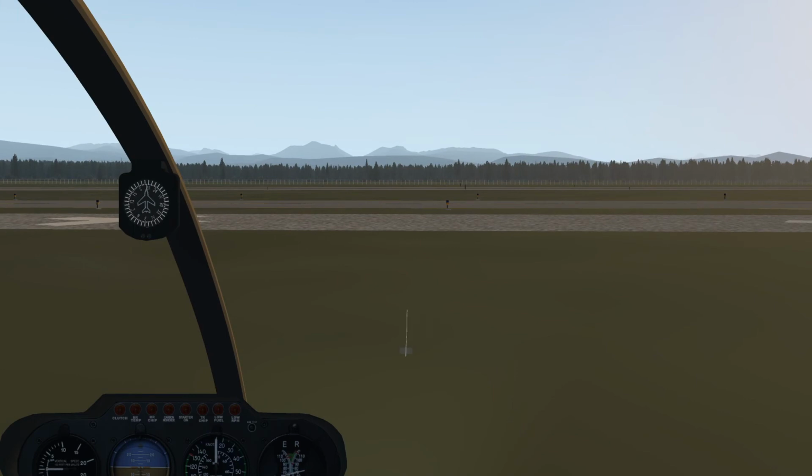Okay, so we landed. You may have noticed that I also introduced a bit of forward speed. Makes touchdown a bit easier.